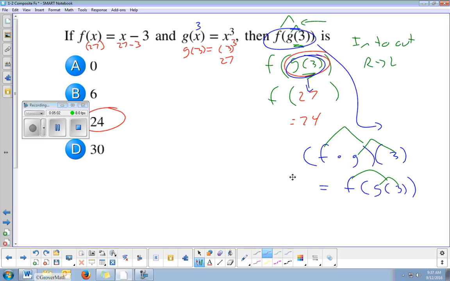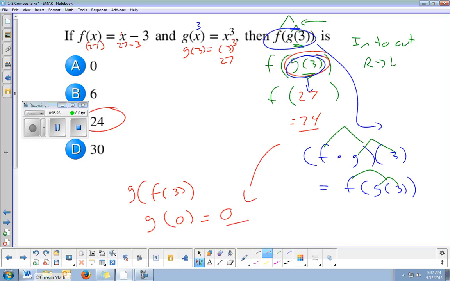And it's not always f then g. Say we wanted to do g of f of 3. Would that be the same thing? The answer is no. F of 3 would be plugging in 3 for f. F of 3 is, plug in a 3 here, 3 minus 3 is 0. And g of 0 is 0 cubed is 0. So f of g of 3 is 24, but g of f of 3 is 0. They're not the same thing.